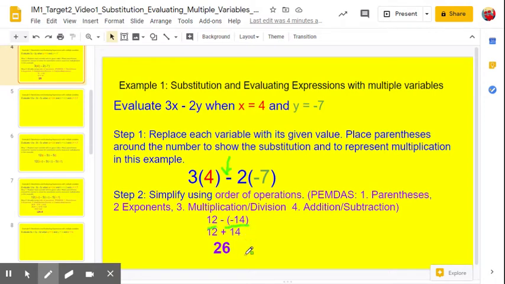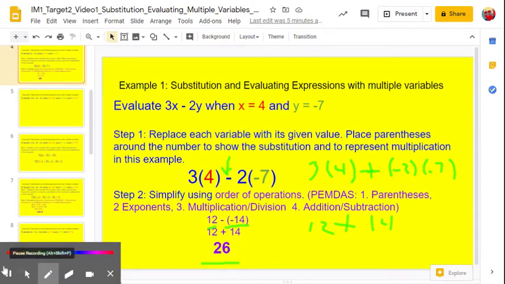But some of you may prefer to rewrite this as 3 times 4 plus, right, plus -2, add the opposite, and then that's times -7, right? So that's acceptable. You could rewrite the expression, you can remove the subtraction sign, make it addition by adding the opposite, and we're going to get the same thing, right? Because then we're going to get 12 plus -2 times -7 is +14, right? And then 12 plus 14 is how we get 26.